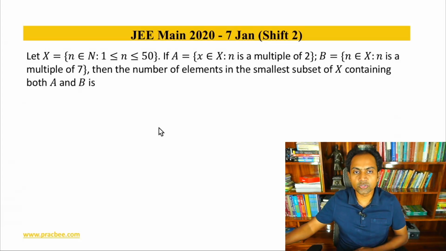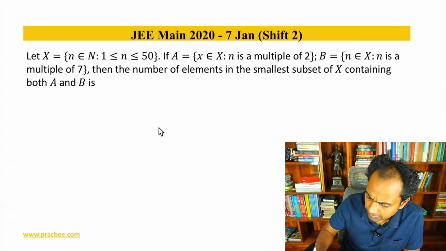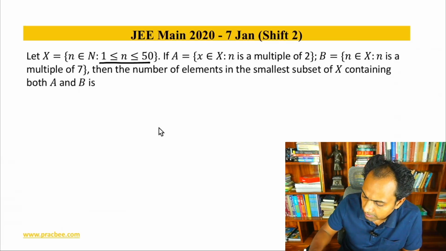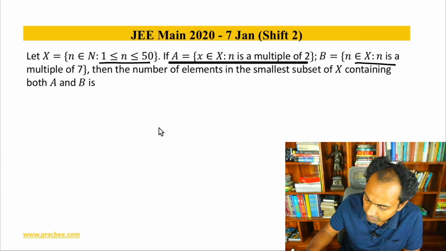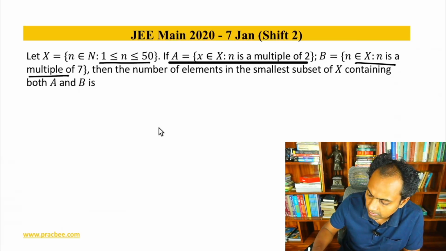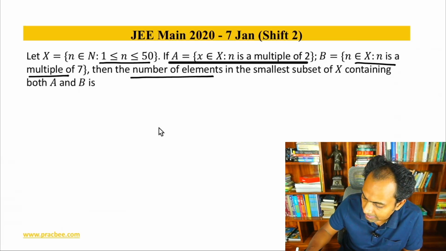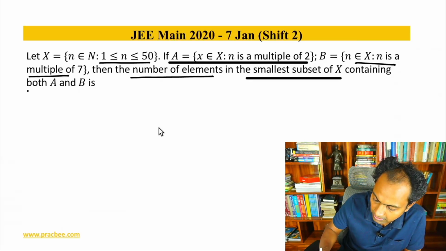Now if I look into this 2020 question, it is pretty simple. What they are saying is, if you have numbers from 1 to 50, A is a set containing multiples of 2, B is a set containing multiples of 7. Find the number of elements in X such that the smallest subset of X contains both A and B.